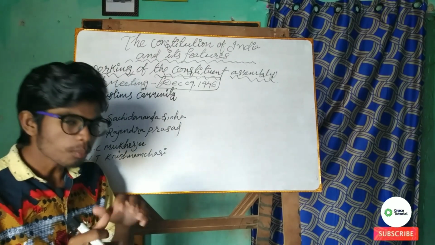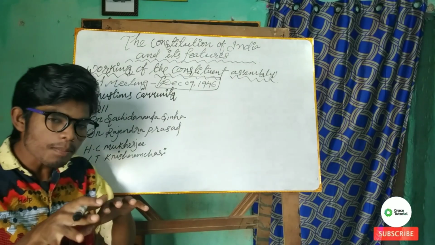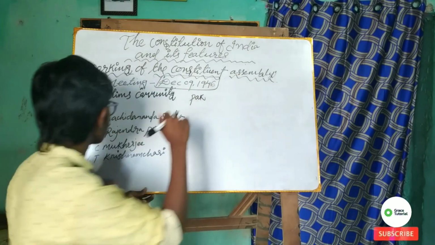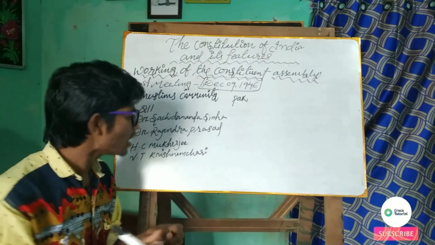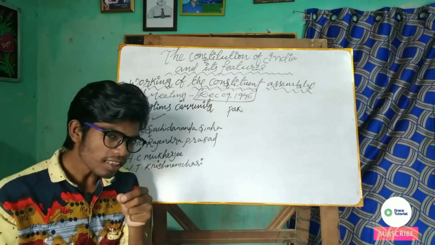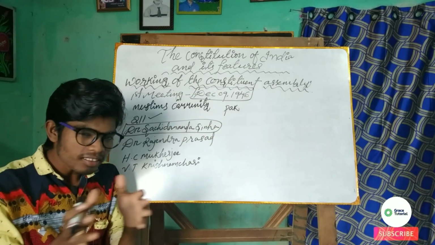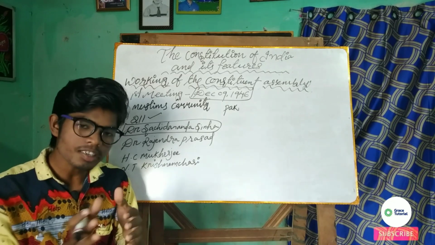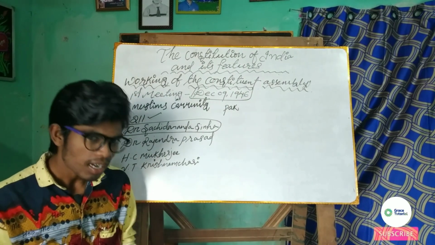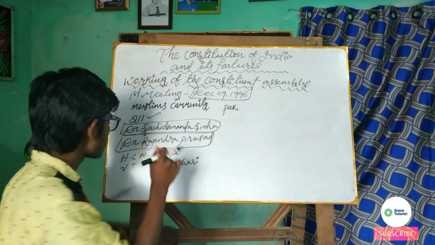The Muslim League, or the Muslim community, boycotted the meeting and insisted on a separate state of Pakistan. Thus the meeting was attended by only 211 members. Dr. Sachchidananda Sinha, the oldest member of the Constituent Assembly, was elected as the temporary president of the Assembly. Later, Dr. Rajendra Prasad was elected as the president of the Assembly.